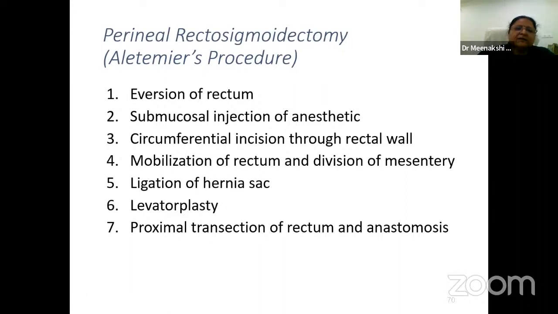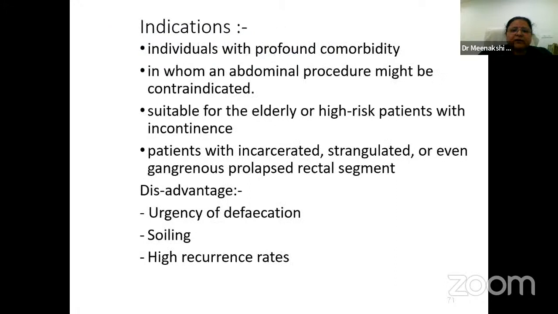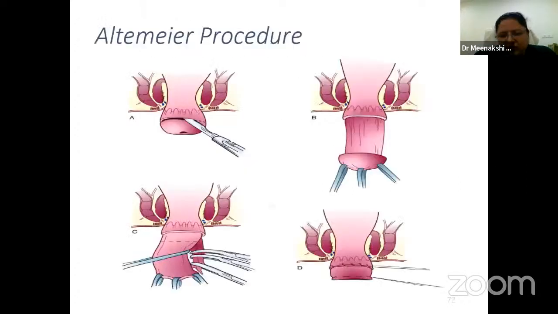So that is done in the perineal rectosigmoidectomy. The indications of this procedure are whenever there is profound comorbidity and the abdominal procedure is contraindicated, especially when the patients are elderly, high risk patients with incontinence; you should go ahead with this surgery. But the disadvantages are urgency for defecation, there can be soiling, and again there can be a high recurrence rate.